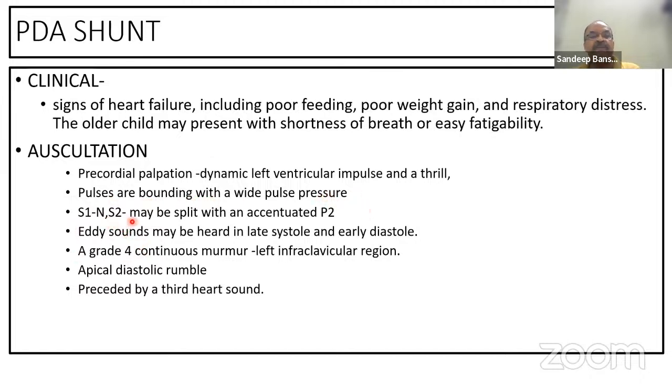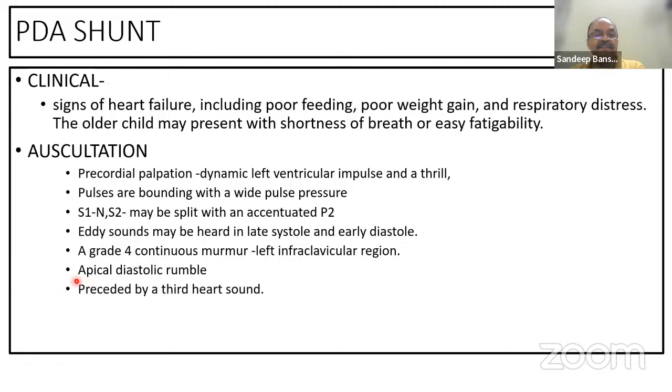The second heart sound may be split with an accentuated P2, particularly when the pulmonary arterial hypertension starts to set in. Then there may be eddy sounds in the late systole and early diastole. And with significant shunts, how do we say the shunt is significant? There is a grade 4 continuous murmur with thrill in the infraclavicular region.